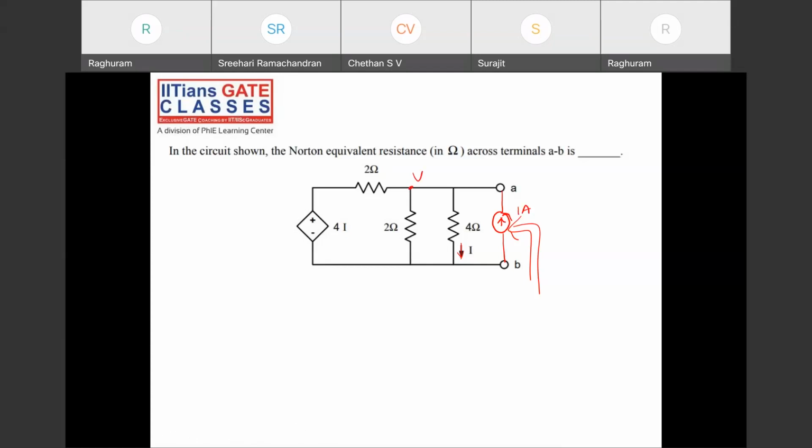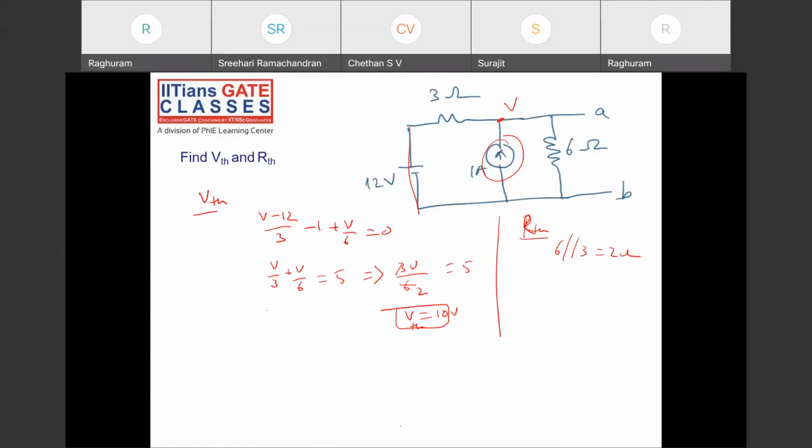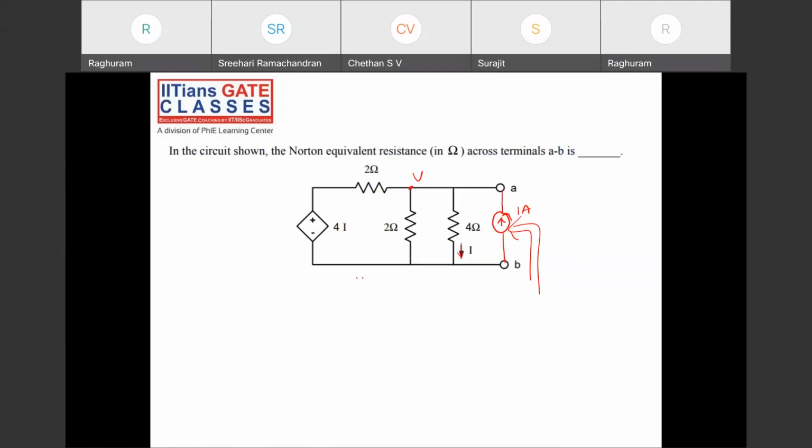Call this V or VAB. V by 1 will give you the resistance, RThevenin. So this will be (V minus 4I) by 2 plus V by 2, nodal analysis, plus V by 4 minus 1 is equal to 0. And what is I? I is equal to V by 4.